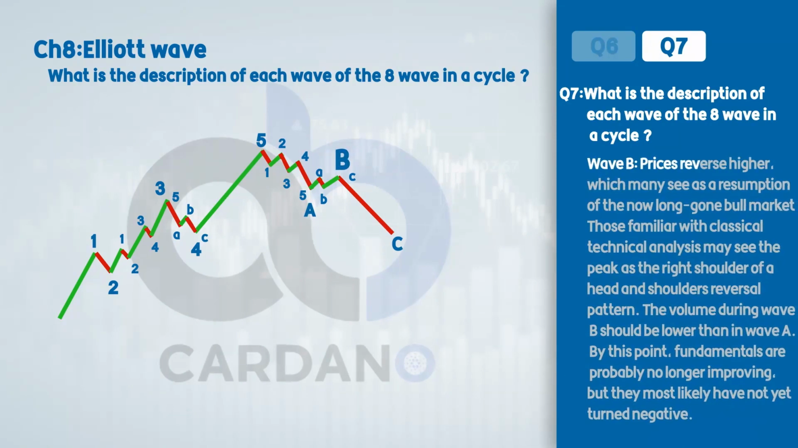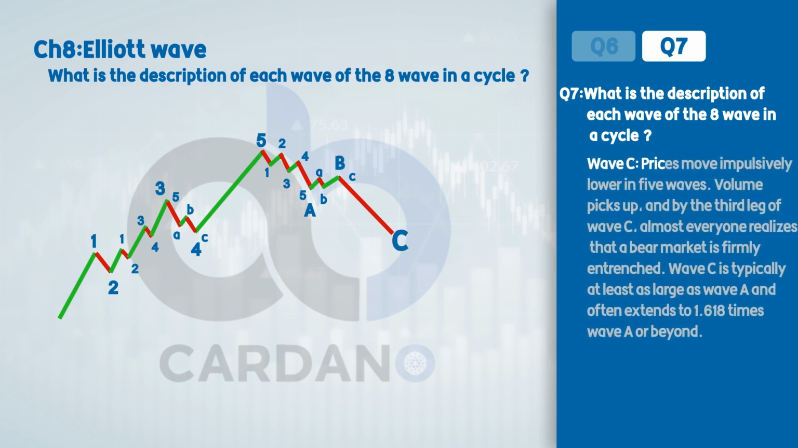Wave B. Prices reverse higher, which many see as a resumption of the now long gone bull market. Those familiar with classical technical analysis may see the peak as the right shoulder of a Head and Shoulders reversal pattern. The volume during Wave B should be lower than in Wave A. By this point, fundamentals are probably no longer improving, but they most likely have not yet turned negative.